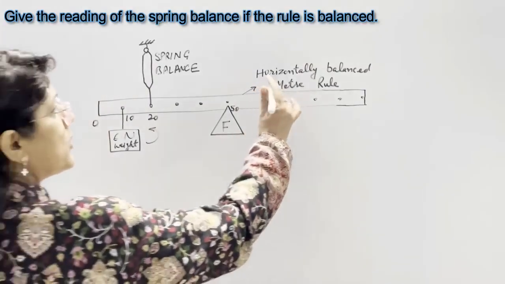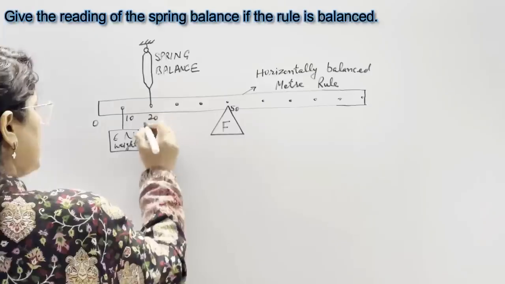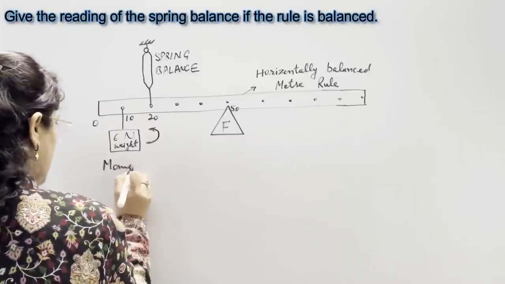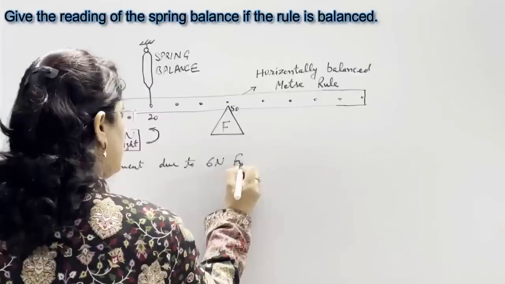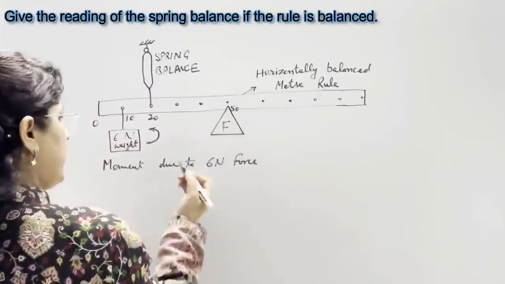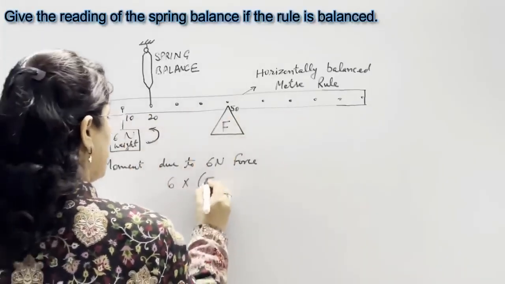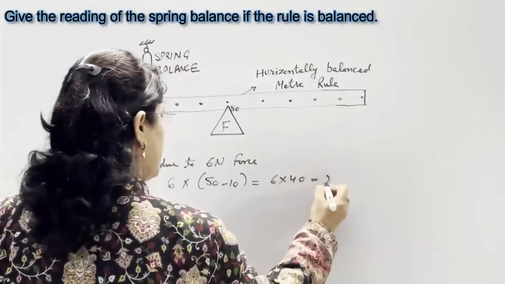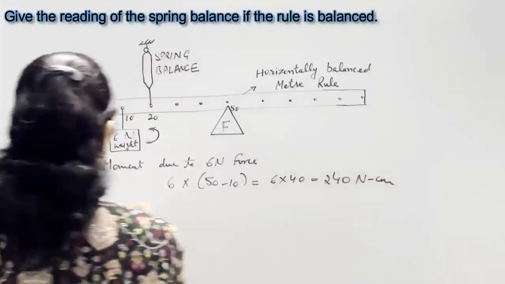So it is given that it is a horizontally balanced meter rule. It means the scale is already in its balanced position. So this is our anti-clockwise moment. So we can write the anti-clockwise moment due to the 6 Newton force, or you can say weight. So what is the value of the moment? F into D. Value of F is 6 and D is 50 minus 10. This is the distance. It means 6 into 40. It means 240 Newton centimeter.